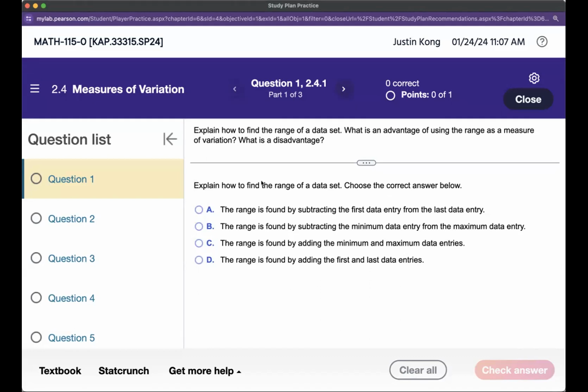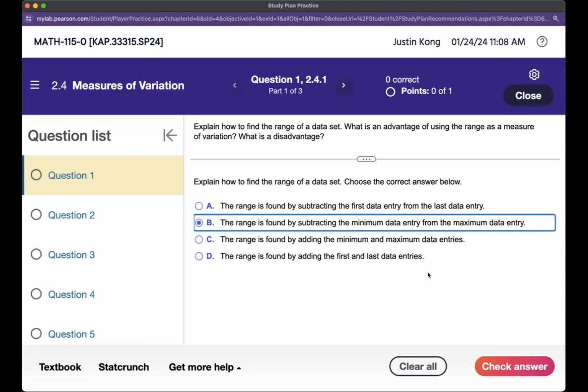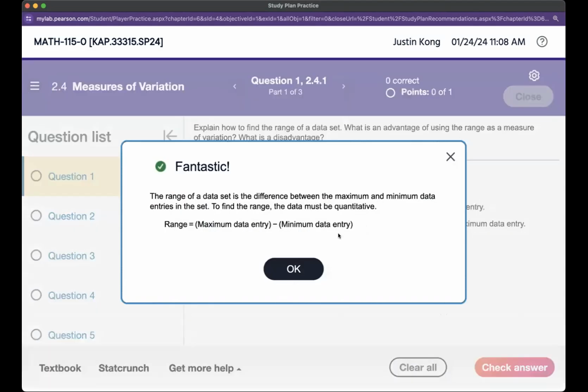Explain how to find the range of a data set. What's an advantage of using the range as a measure of variation? What's the disadvantage? Okay, range is super easy. Just take the max minus the min, right? Subtract the minimum from the maximum. Adding the minimum and max is wrong. So this is the only correct one: subtracting the minimum from the maximum.